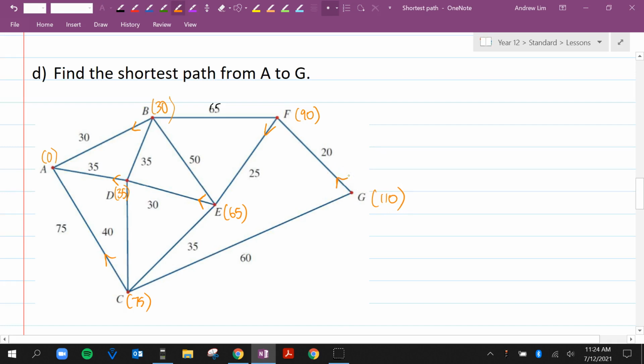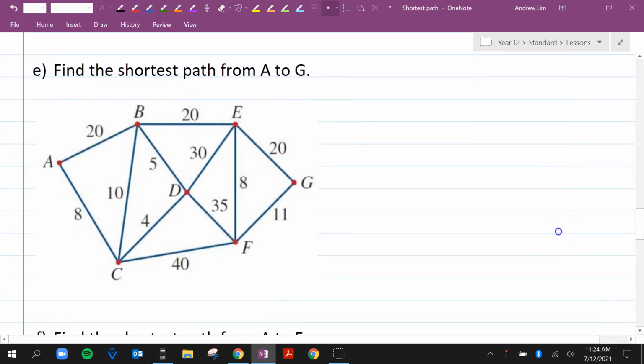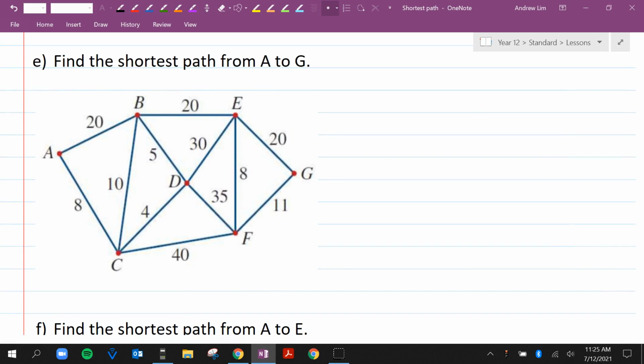So we want to find the shortest path from A to G. Highlight the arrows. And there we go. Shortest path is from A to D to E to F to G, which has a weight of 110. Right. E. Find the shortest path from A to G. Pause the video. Have a go.